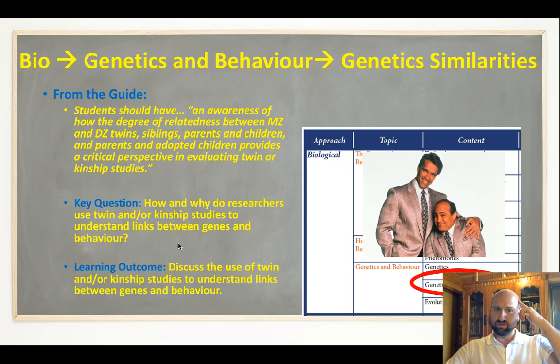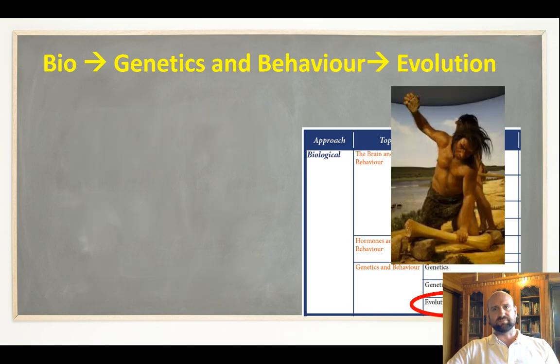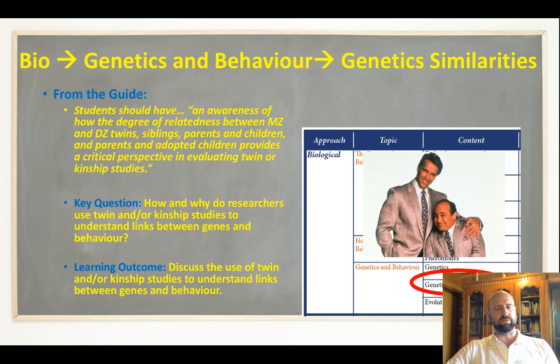So I think the learning outcome here is discuss the use of twin and or kinship studies to understand links between genes and behavior. Right? Why do we use twin studies or other similar studies? But this is a messy topic.